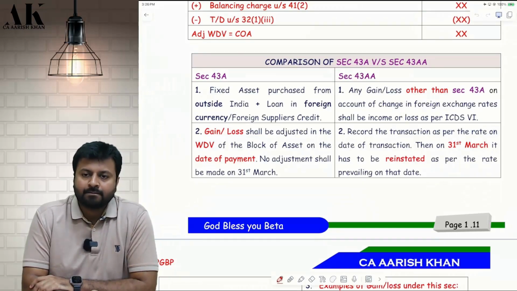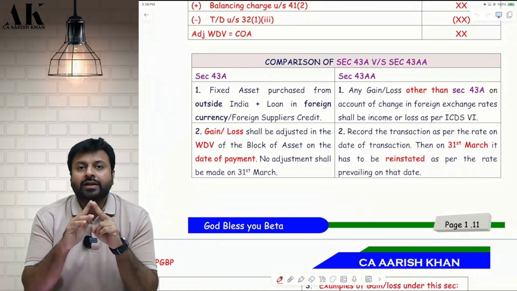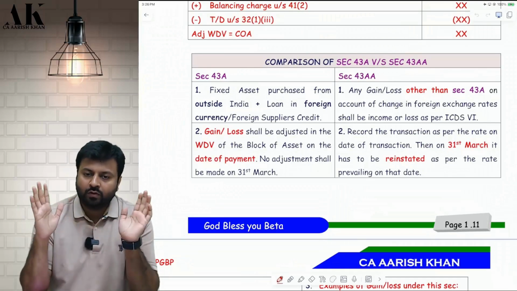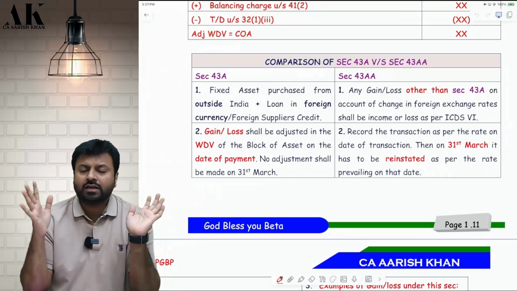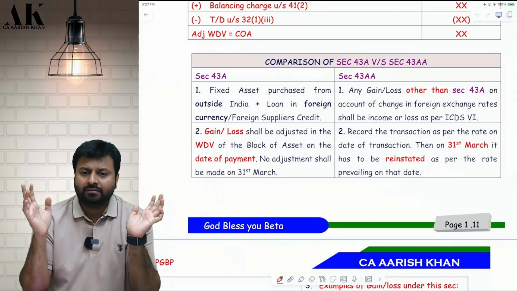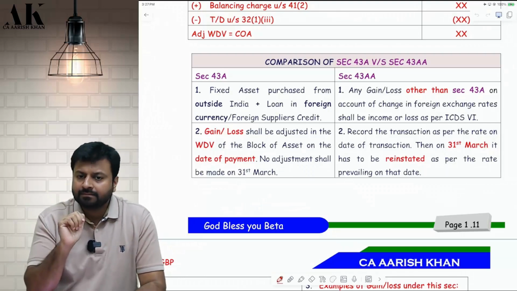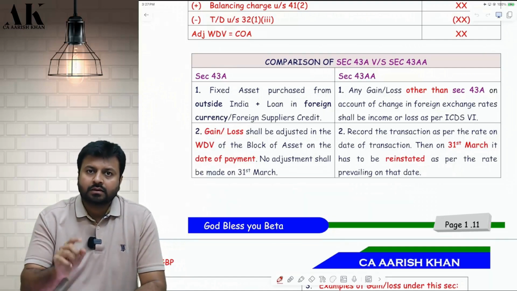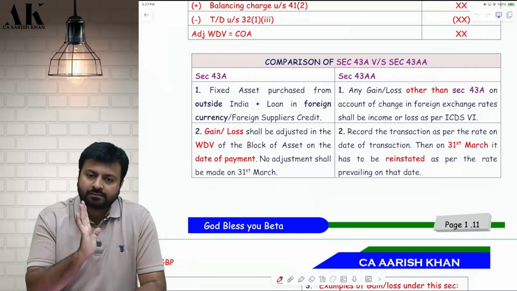Okay. So listen carefully. You have to divide all the losses in your mind into two parts. If it is a 43A loss or 43A gain, then adjust in the WDV. But if there is any other forex gain or loss, then if it is a gain, it is an income. If it is a loss, it will be a deduction. Secondly, if there is any other gain or loss, you have to treat it like you treat in accounts.